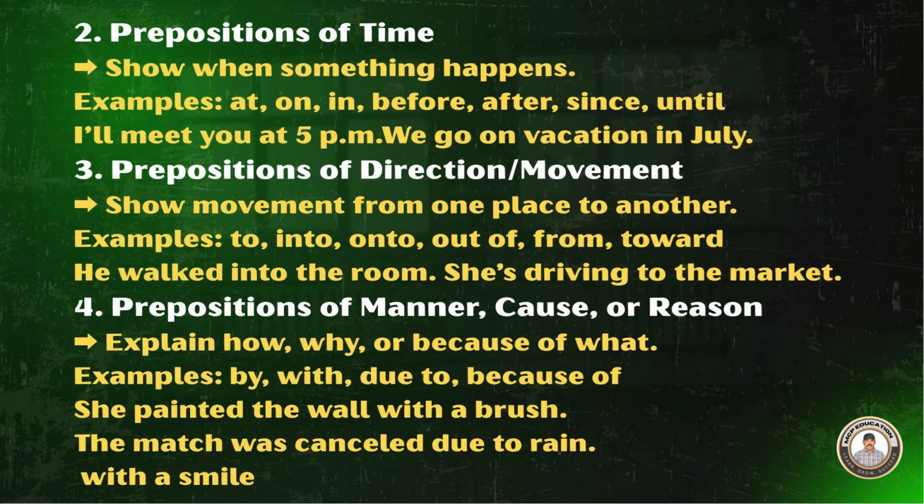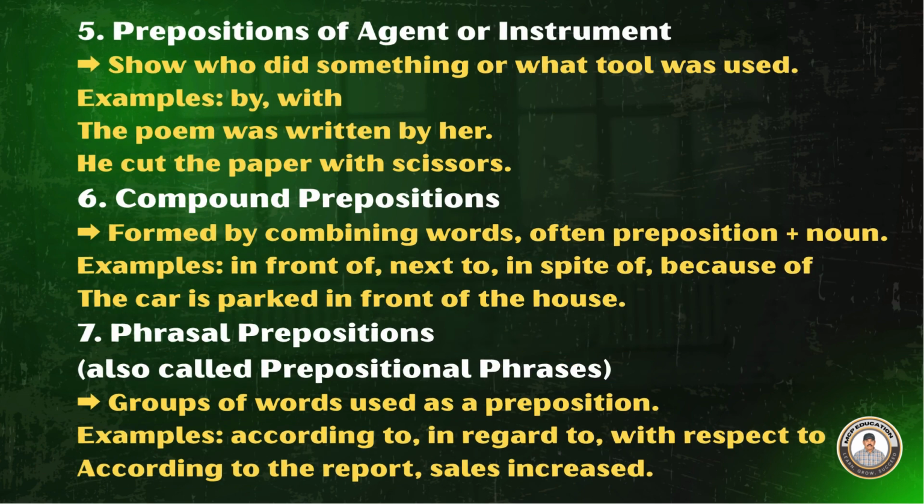4. Prepositions of manner, cause, or reason. They explain how, why, or because of what. Examples: by, with, due to, because of. She painted the wall with a brush. The match was cancelled due to rain. With a smile.